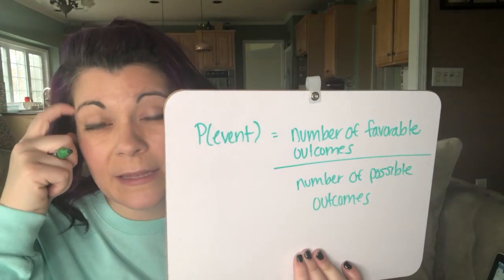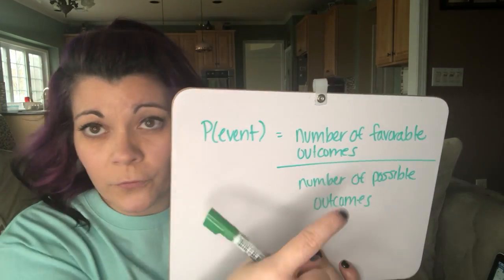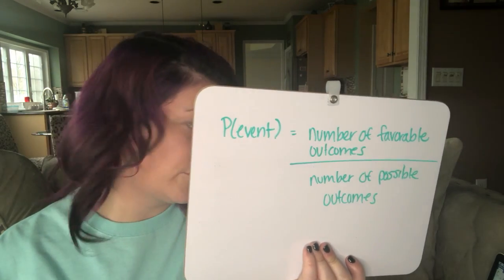So the probability of an event is the number of favorable outcomes over the number of possible outcomes. And that's every probability, okay? So probability of an event is the number of favorable outcomes over the number of possible outcomes.